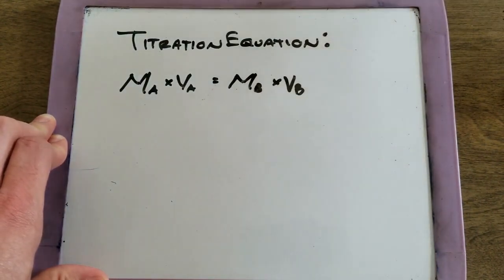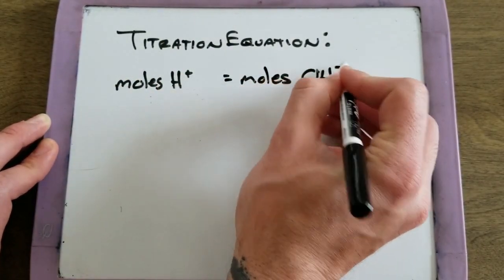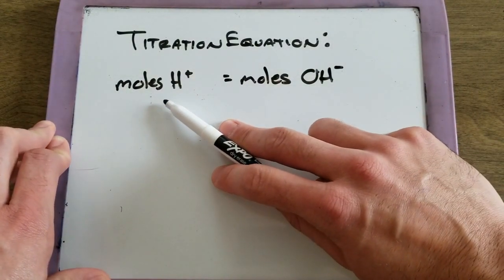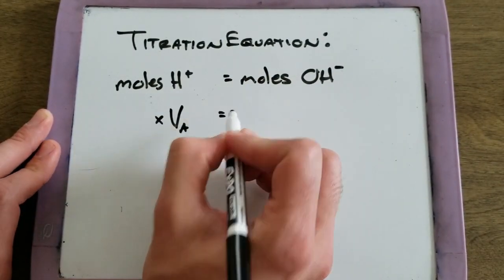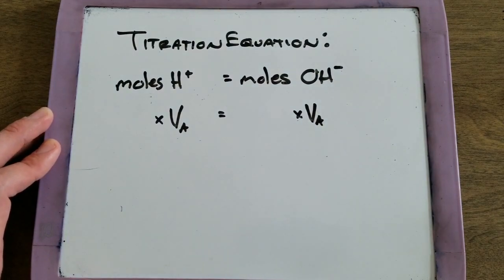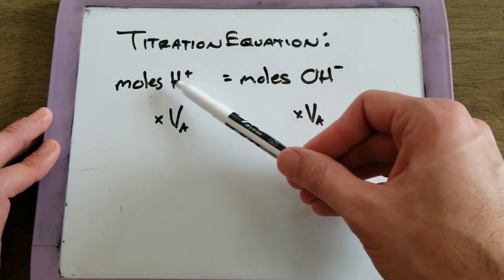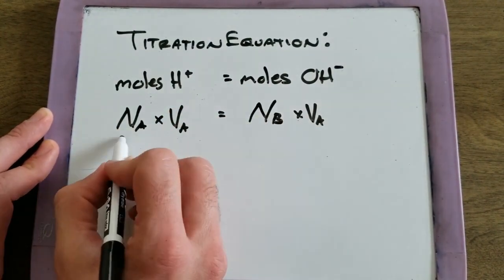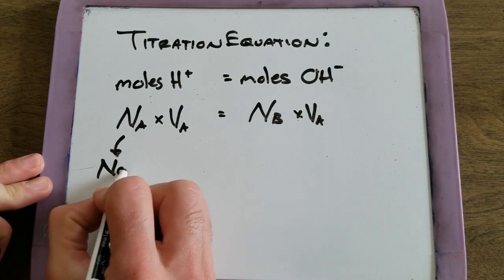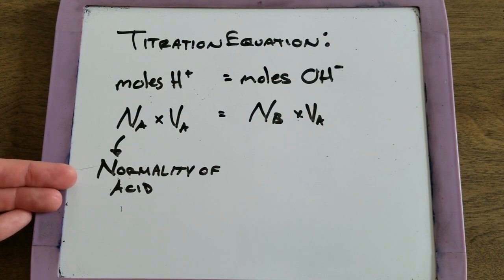So if we go back to how we derived this before, the actual moles of hydrogen have to be equal to the moles of hydroxide. We introduce a new concept, a new variable, where instead of just the concentration of the acid, it's actually the concentration of hydrogen ions. And that is called the normality. So this is the normality of the acid, and it represents the concentration of the acid times how many hydrogens are in it.